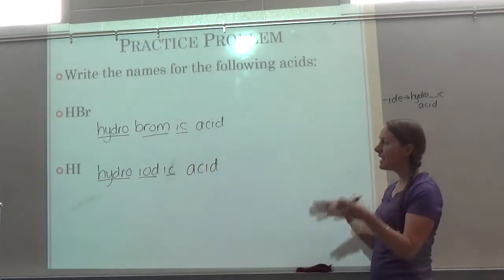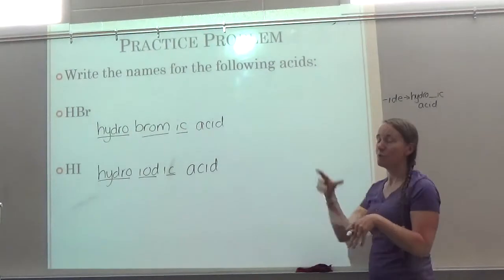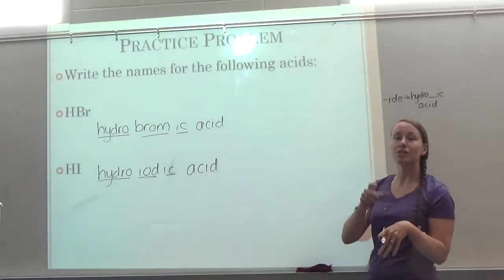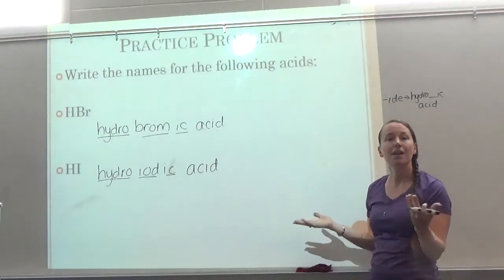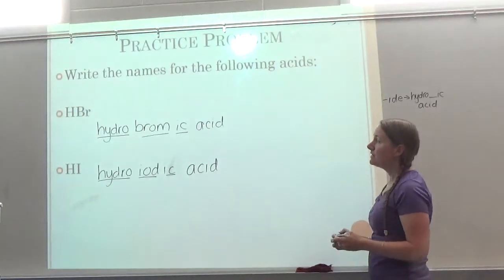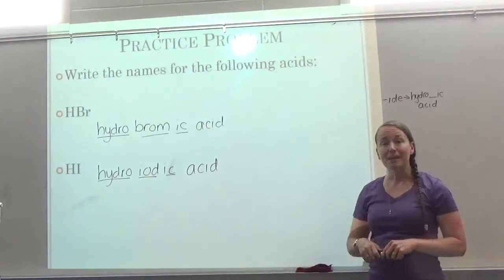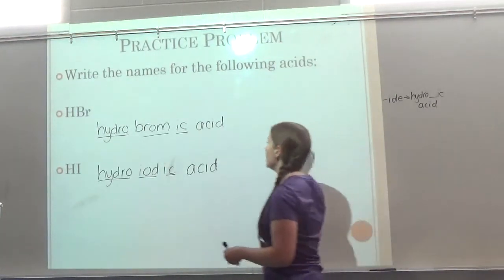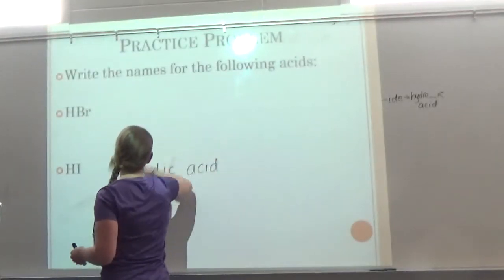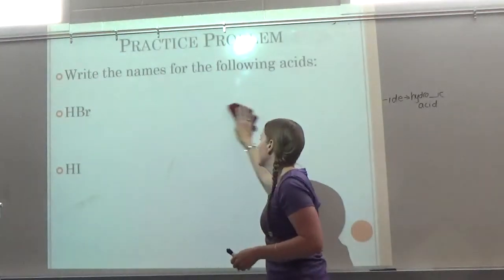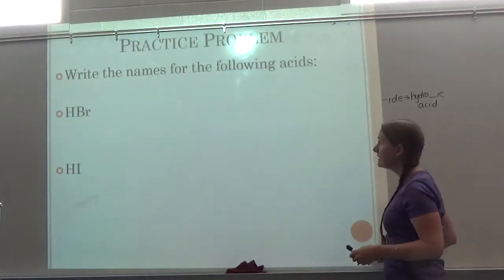We just take the anion and we put hydro in front and change that "ide" ending to "ic". That's all you have to do. So that is how you name if it ends in "ide". Let's look at our two other options, because we know that the polyatomic ions chart is full of ions that end in "ate" and "ite".